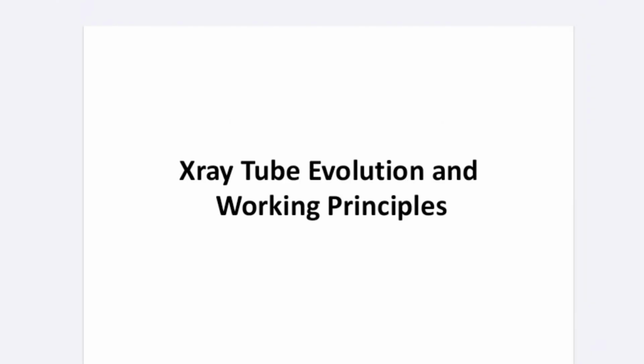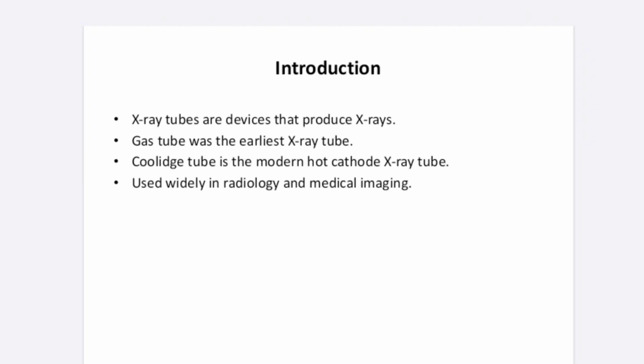First, X-ray tube evolution and the working principle. These are the topics we are going to discuss. First is the introduction. X-ray tubes are the devices that produce X-rays. The gas tube was the first used X-ray tube, and the Coolidge tube is the modern hot cathode X-ray tube. These are widely used in radiology and medical imaging.